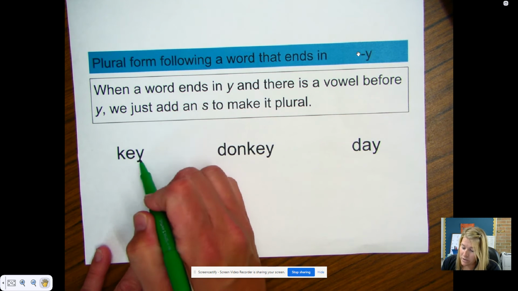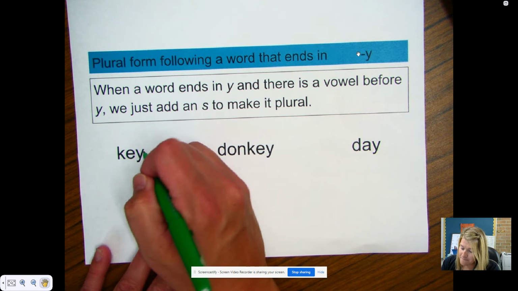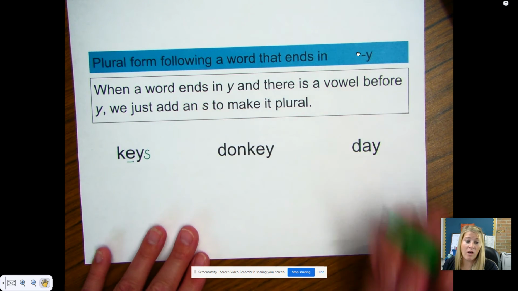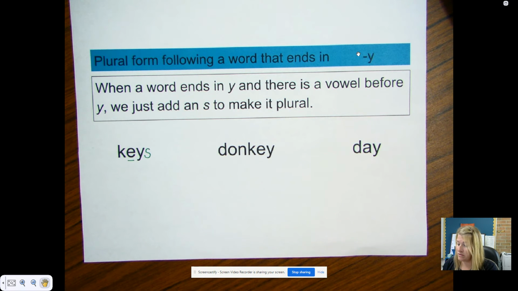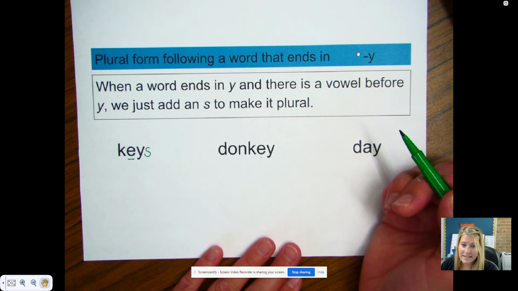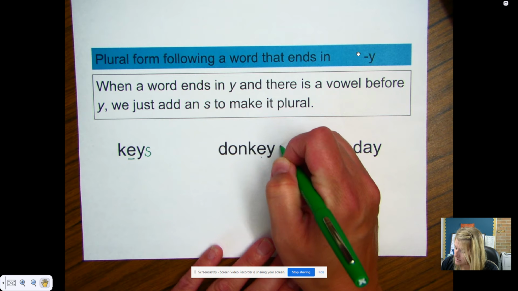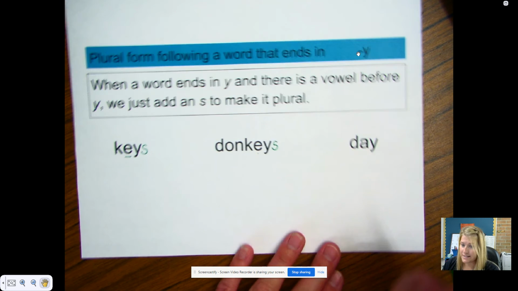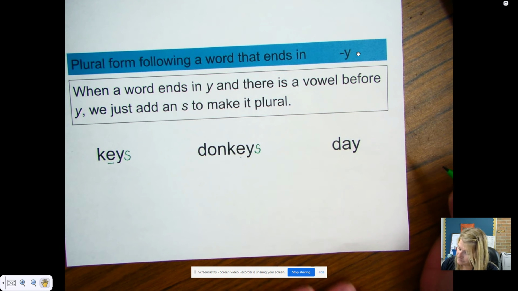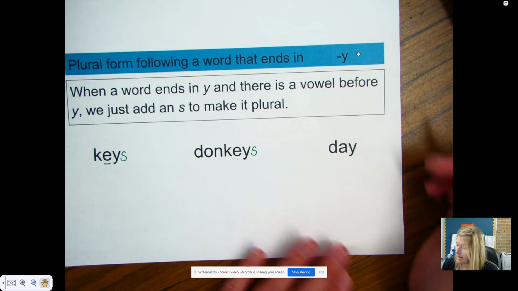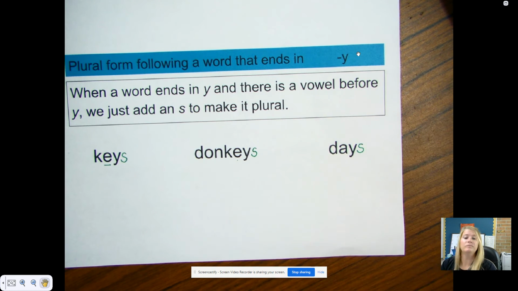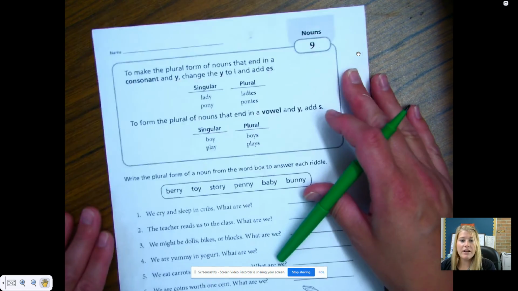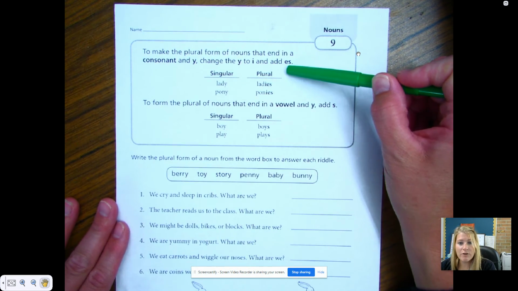So I look at this word key. Key has a vowel sitting next to it, so I don't change it at all. I just add an S to make it plural. This Y has an E sitting next to it, so it just gets an S at the end to make it plural. Donkeys. Day has a vowel sitting next to that Y, so it's going to be the S rule. All right, now you guys, your turn. Here, if you forget, you have this information helper.